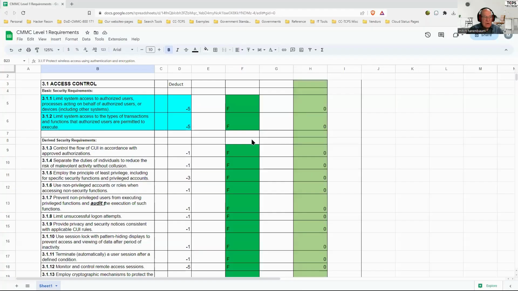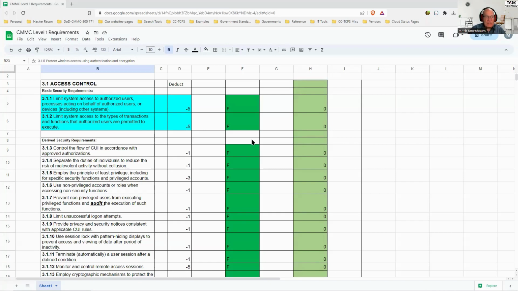So we know that CMMC Level 2 has 110 controls. CMMC Level 1 has 17 controls. So it makes it a lot simpler. Let me show you what those 17 controls are. So you know that CMMC, or 800-171, they're the same, has 14 control groups, and I'm just going to go through it one by one.